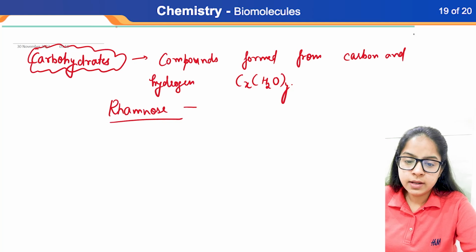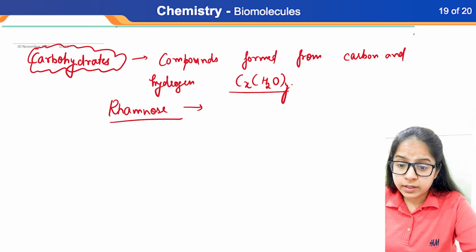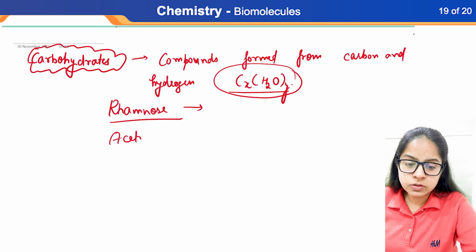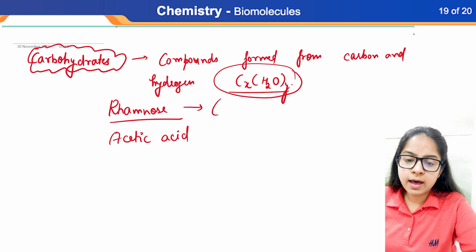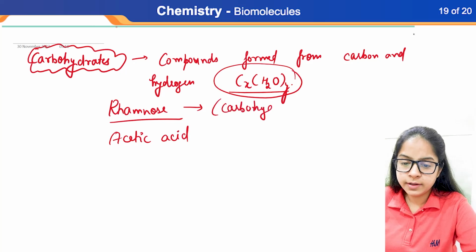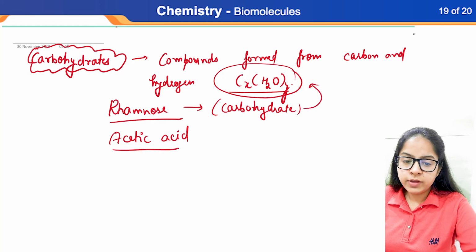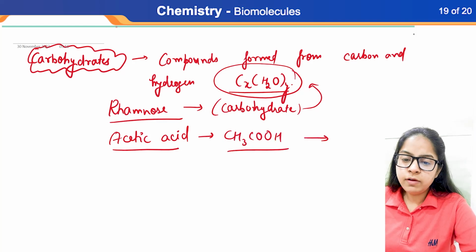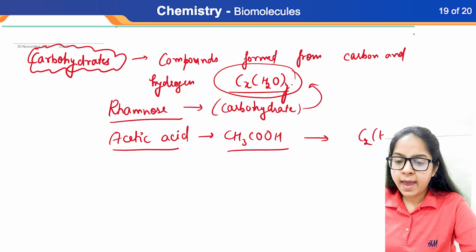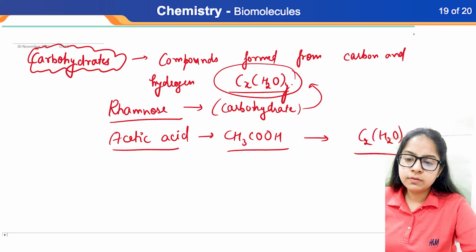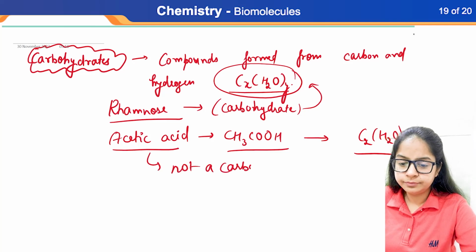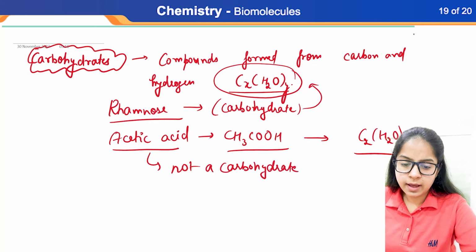This is a carbohydrate, but this doesn't fit in this CxH2O(Y), whereas acetic acid, which is not a carbohydrate, has the formula CH3COOH, and it will fit in this general formula C2H2O2. So this will fit in this general formula, although it is not a carbohydrate.